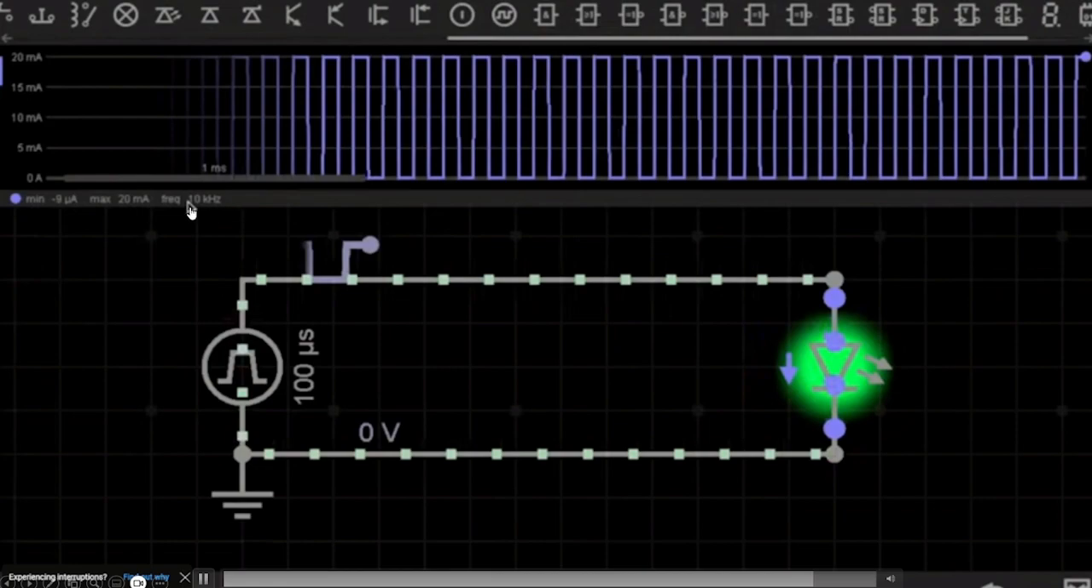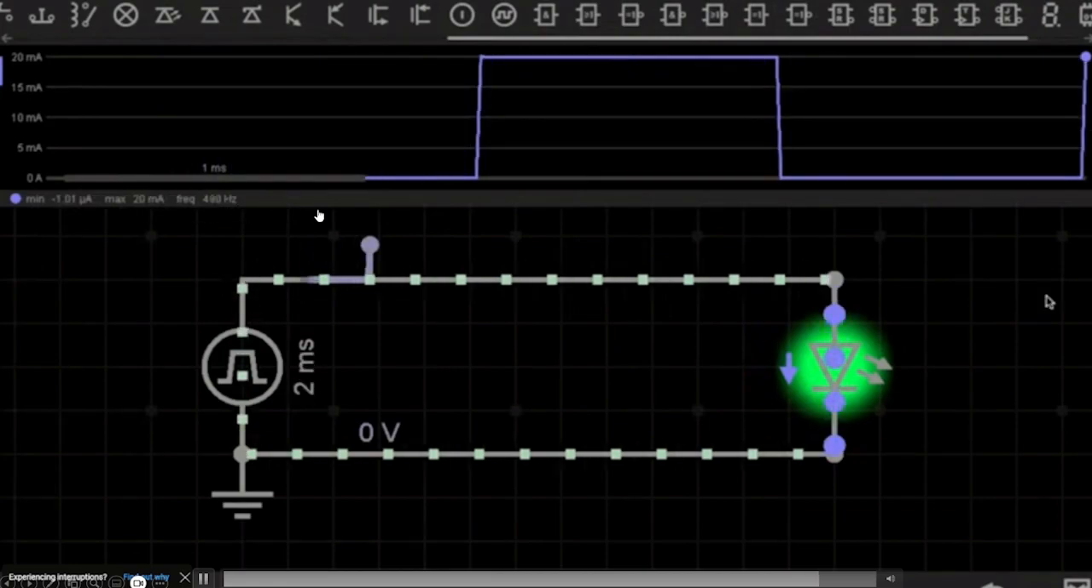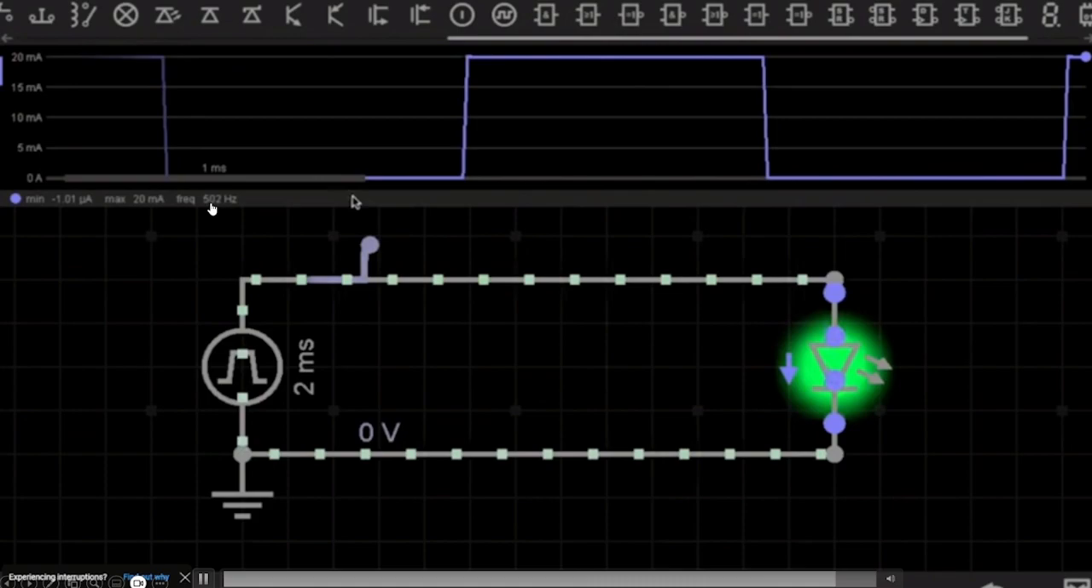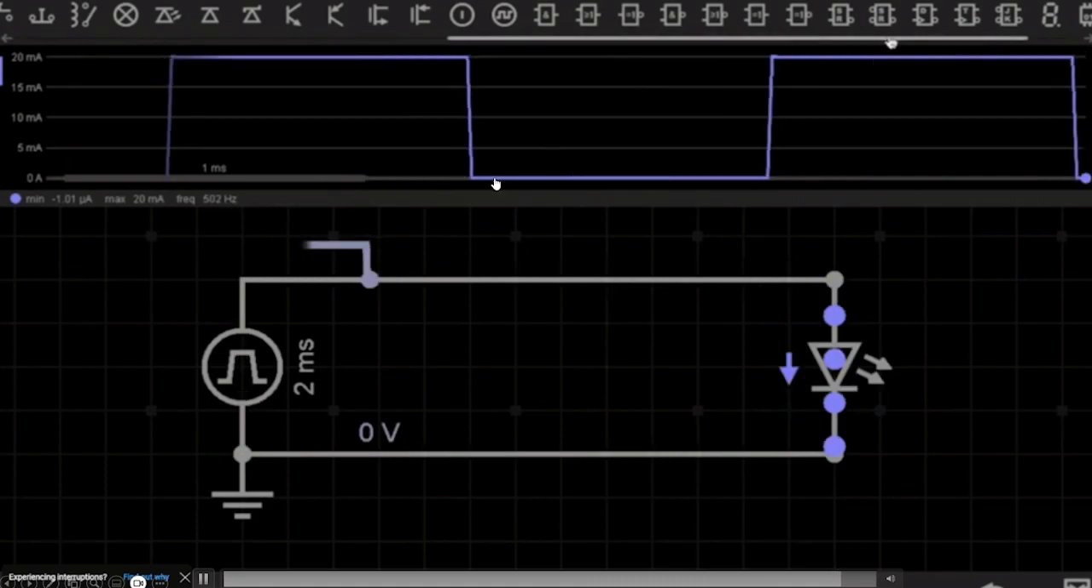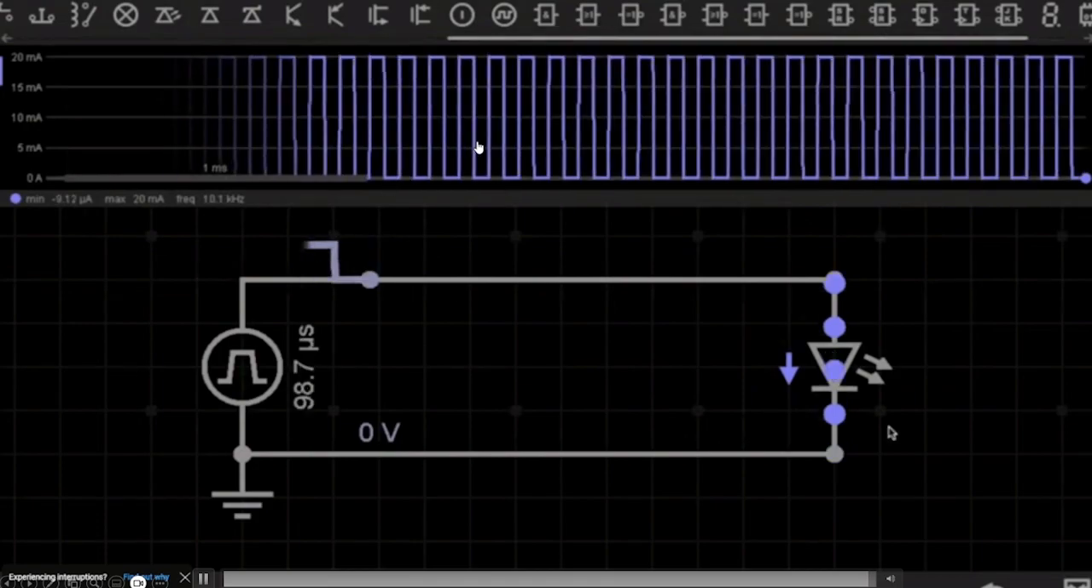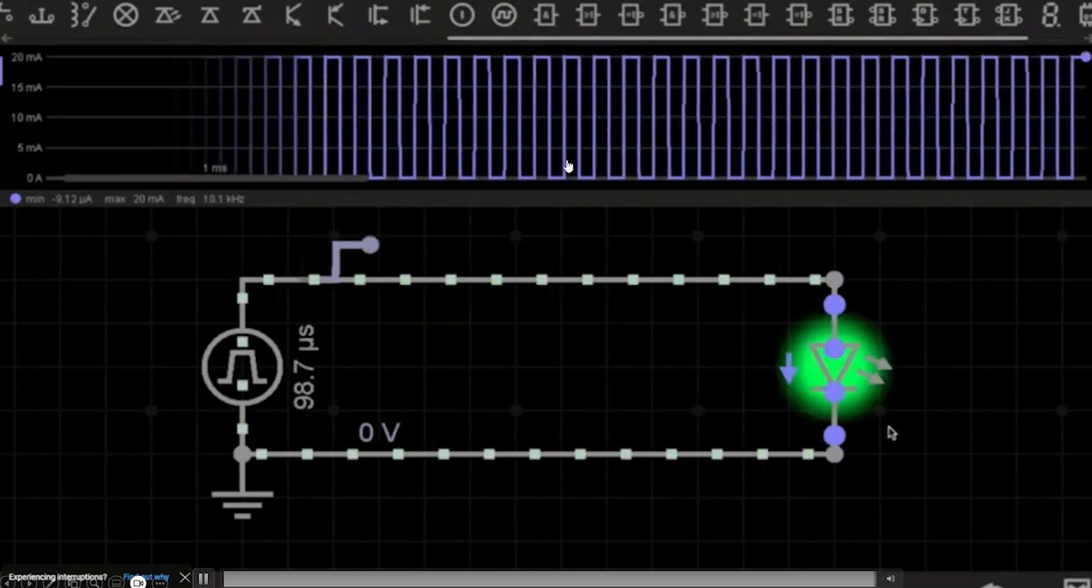I can also slow it down by decreasing the frequency. You can now see that the frequency is 502 Hz, which means that this would be pulsing 502 times per second. In this case, when we're pulse widthing an LED, if we pulse it too slow, we would be able to see the visible pulses, which would not be ideal. So let's go on to a visual example of pulse width modulation.